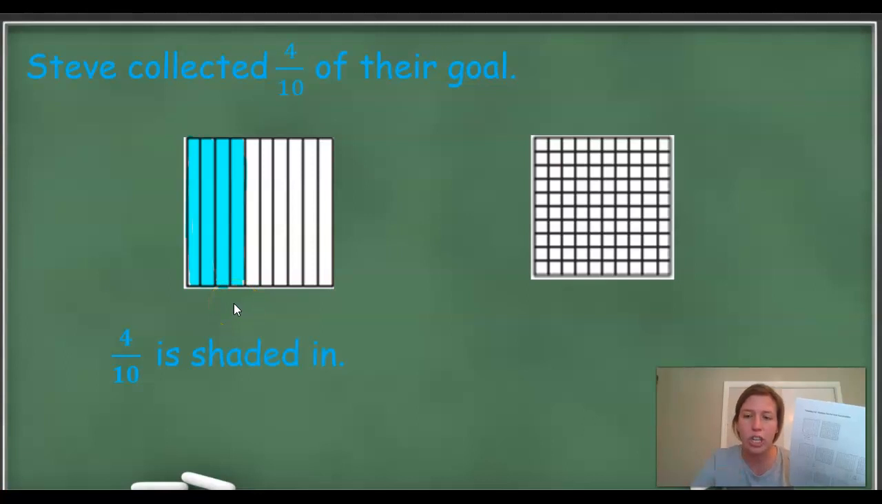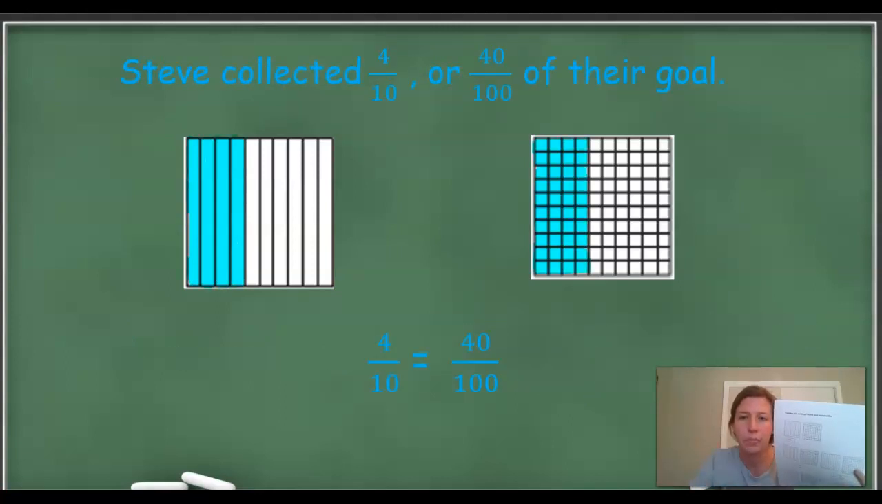Now, if we're going to convert that into hundredths, how many hundredths would be equal to 4/10? So for your next box, you're going to color in again 4 lines down.